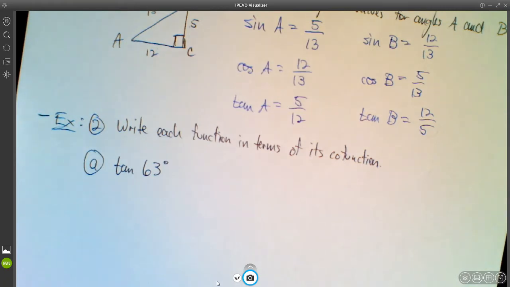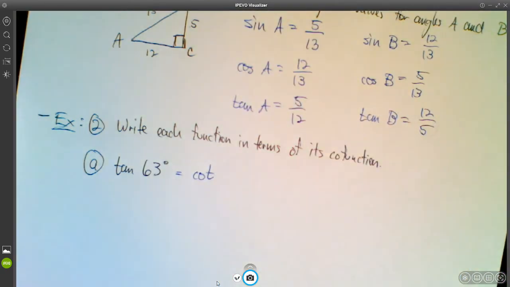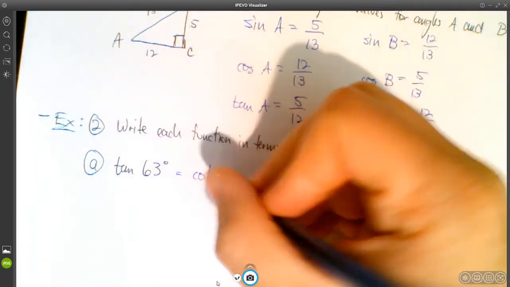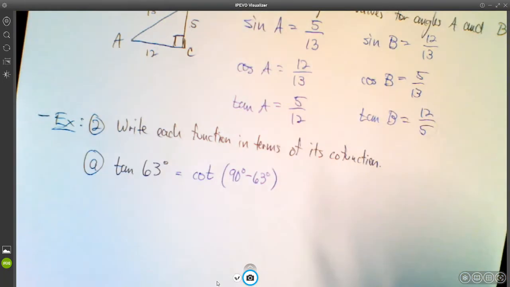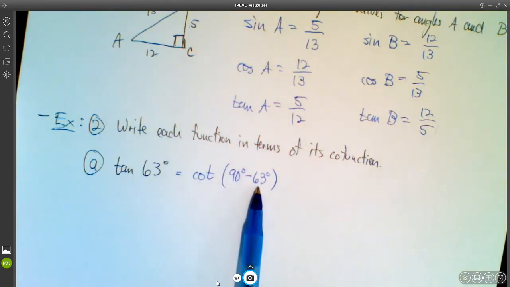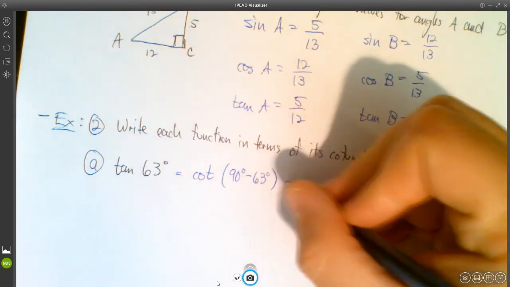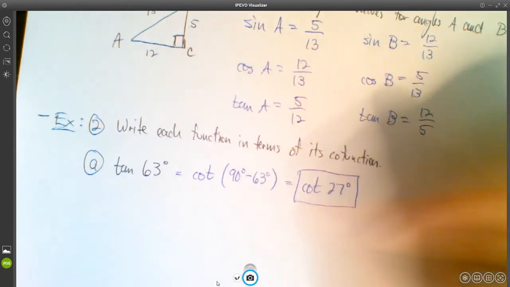So looking at tangent of 63 degrees, the cofunction for tangent is cotangent, right? So if I want to write this in terms of its cofunction, I would say, well, this is equal to cotangent of 90 degrees minus 63 degrees. What is 90 minus 63? 90 minus 60 is 30, so 90 minus 63 should be 27, I think. So this is cotangent of 27 degrees. Okay?